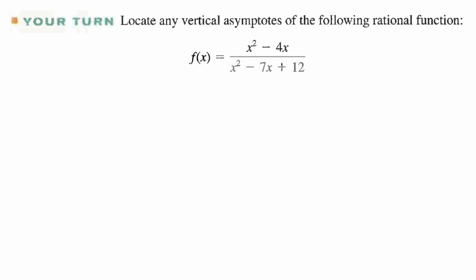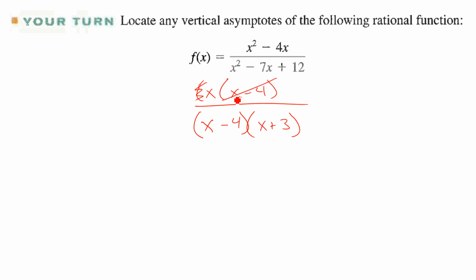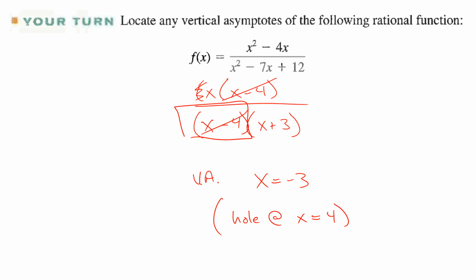All right, so let's find our vertical asymptotes. If we factor the denominator, we would have x minus 4 and x plus 3. Be careful here. We do need to factor the numerator to make sure nothing cancels. So we have x, we just pull out an x, and we'd have x minus 4. So look at that. The 4's cancel, so our only vertical asymptote is x equals -3. We do have a hole at x equals 4 from the cancel factor.